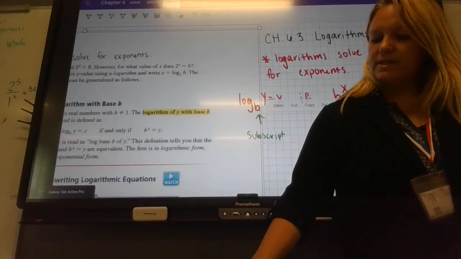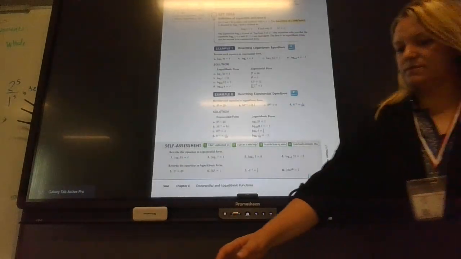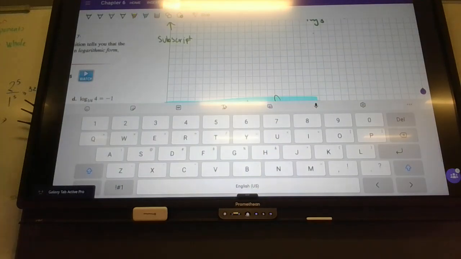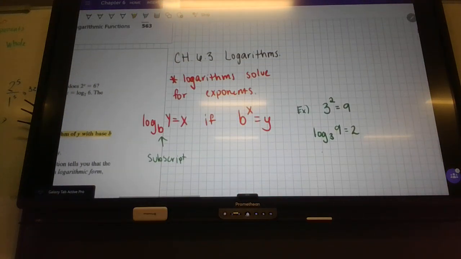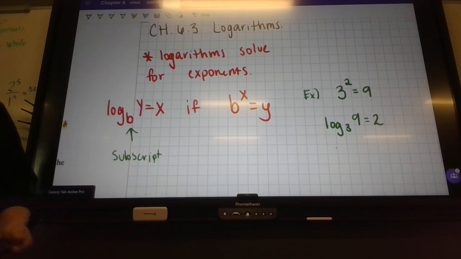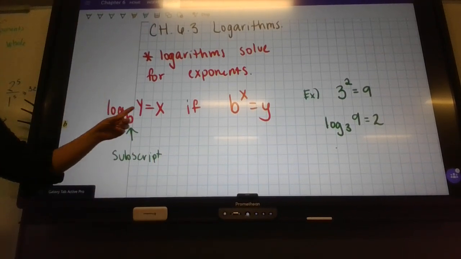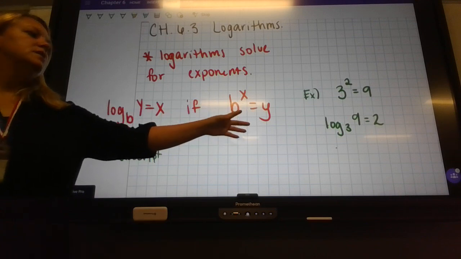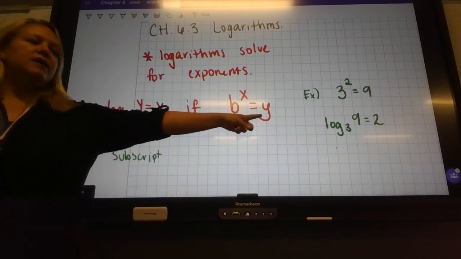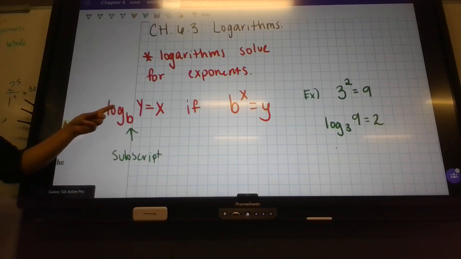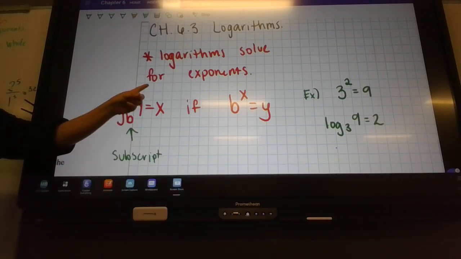So this is the general idea. Logarithms solve for exponents. So your main objective today is to see a log problem and understand the equivalent exponential equation. So if b to the x equals y, that's the same as saying log base b of y equals x.